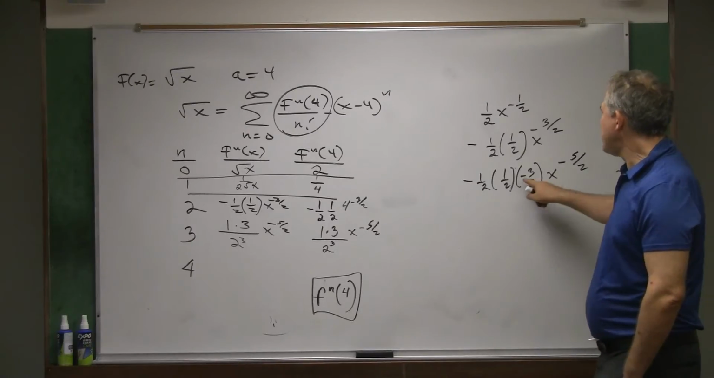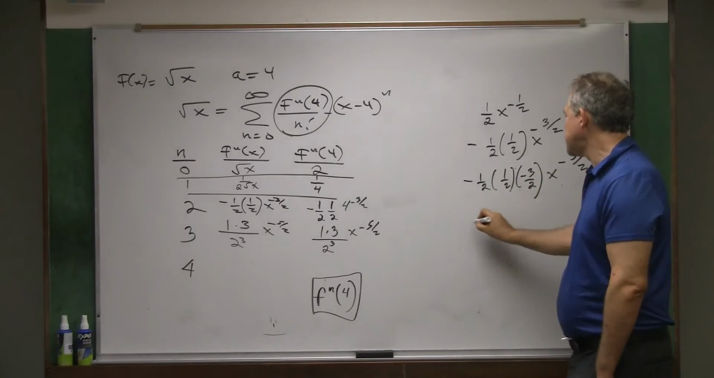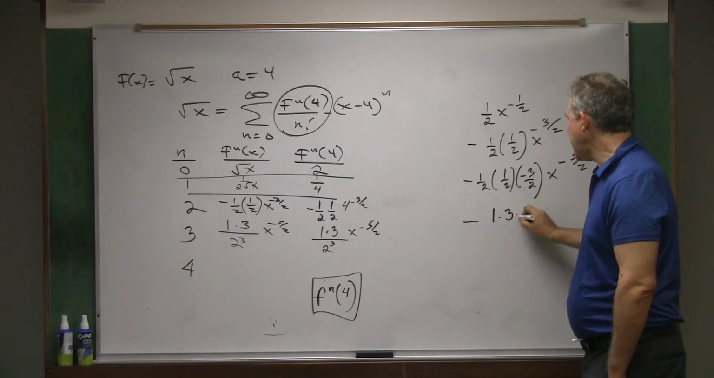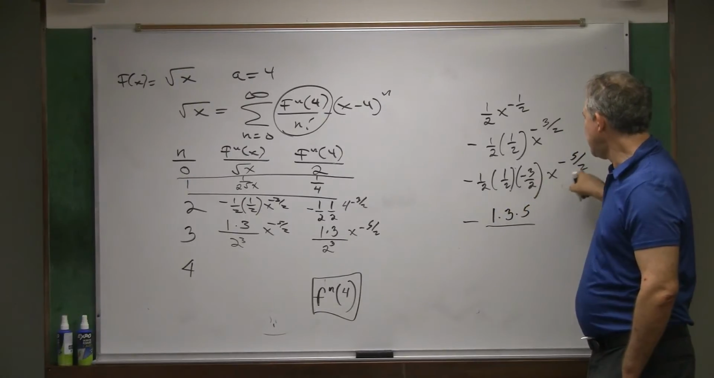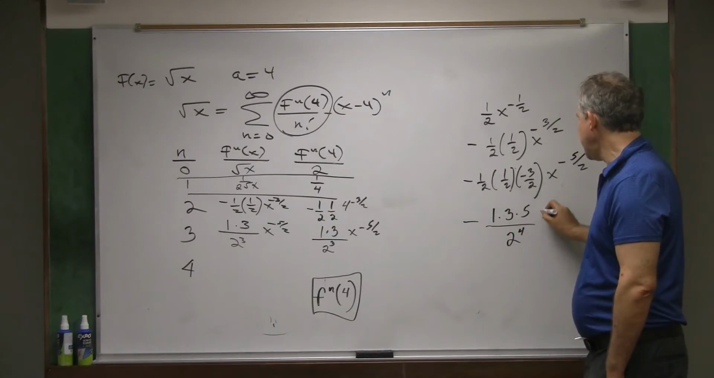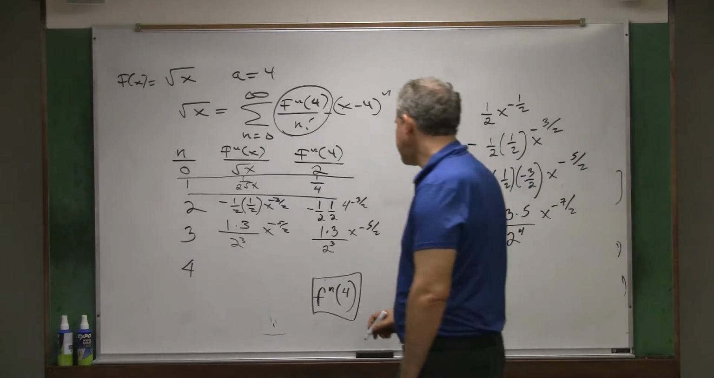The negative 5 and the 2 negatives is going to become negatives. It's going to be negative. It's going to go 1, 3, 5. We're going to have another 2 down here, so it's going to be 2 to the 4th, and it's going to be x to the minus 7 halves. Okay, does everyone see that?